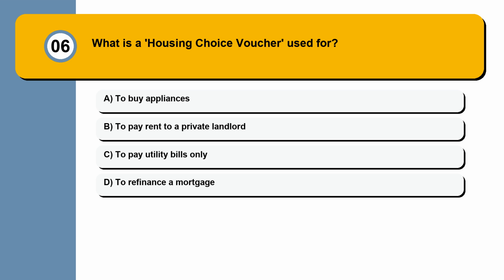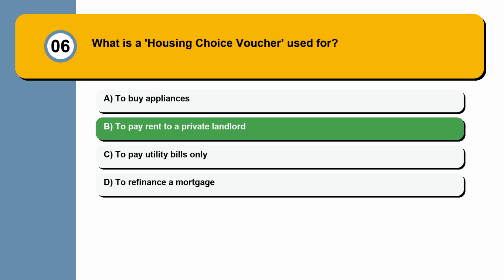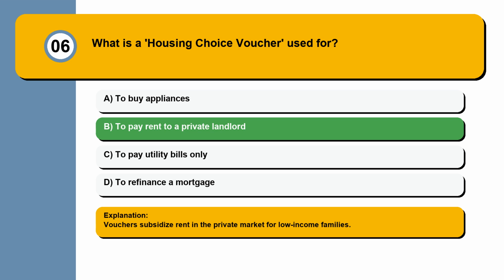Question 6. What is a housing choice voucher used for? To buy appliances, to pay rent to a private landlord, to pay utility bills only, to refinance a mortgage. Vouchers subsidize rent in the private market for low-income families.